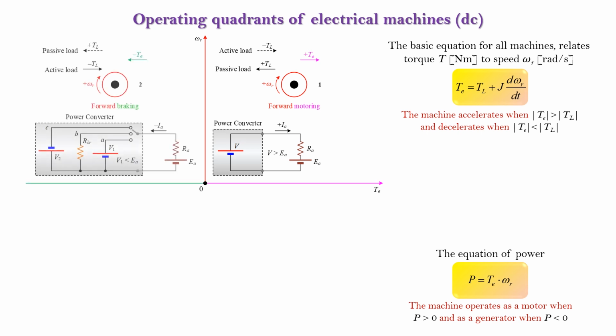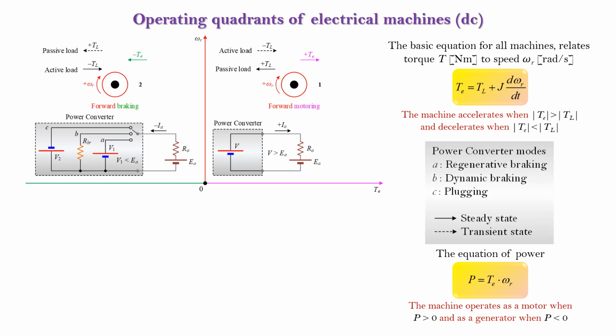In the second quadrant, the torque becomes negative, while the velocity is positive. The machine is in braking mode, operating as a generator, and the power is negative. Depending on power converter operation, the electricity generated by the machine is: A. Directed to source, V1. B. Consumed in the braking resistor. C. Consumed in the internal resistance, Ra, of the machine, together with the power supplied by source, V2.